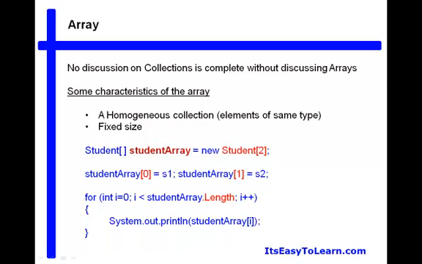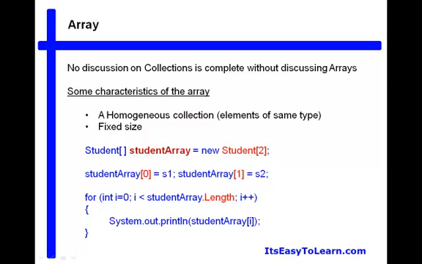Let us begin our discussion by looking at the array class. No discussion on collections is complete without discussing arrays. Some of the characteristics of the array are: it is a homogeneous collection, that is, it has elements of the same type, and it is of a fixed size. Here we define a student array equal to new student of 2. 2 is the size of the array.